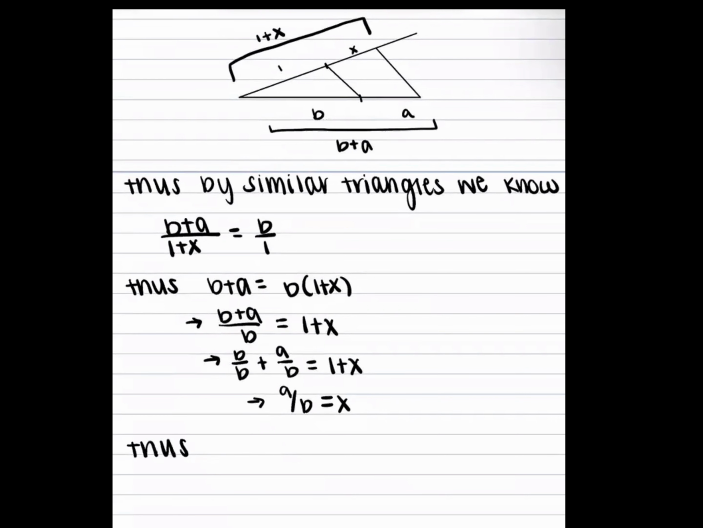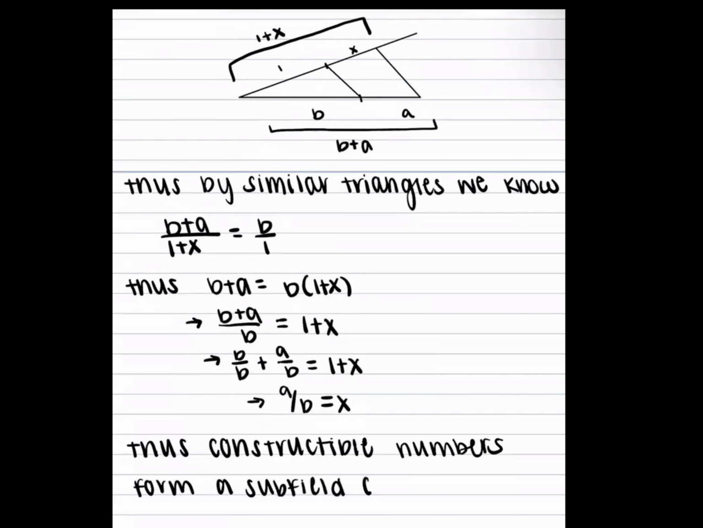Thus, we know that A divided by B is constructible, and therefore we have finished the proof, and we know the constructible numbers form a subfield of the reals.